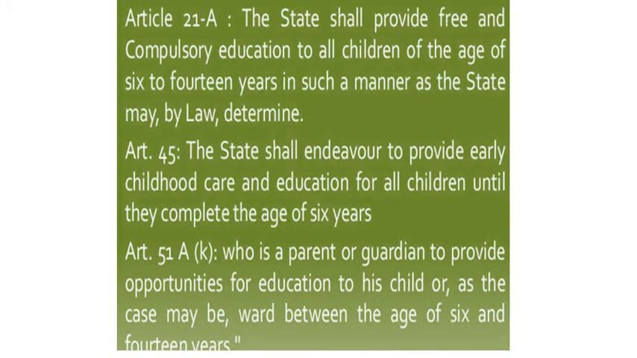Article 51A(k) deals with the duty of a parent or guardian to provide opportunities for education to his child or, as the case may be, ward between the ages of 6 and 14 years. That means before 6 years the state will give early childhood care and education, but from 6 to 14 years it is the parents' or guardians' duty to give the opportunities for education and all required care.